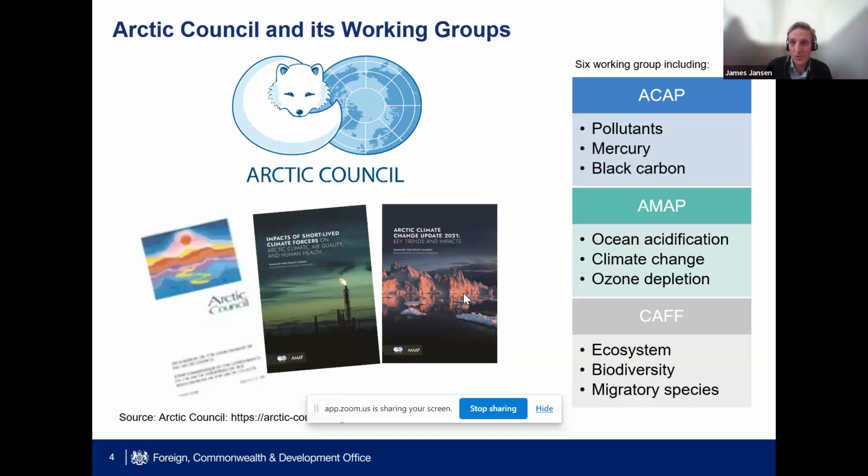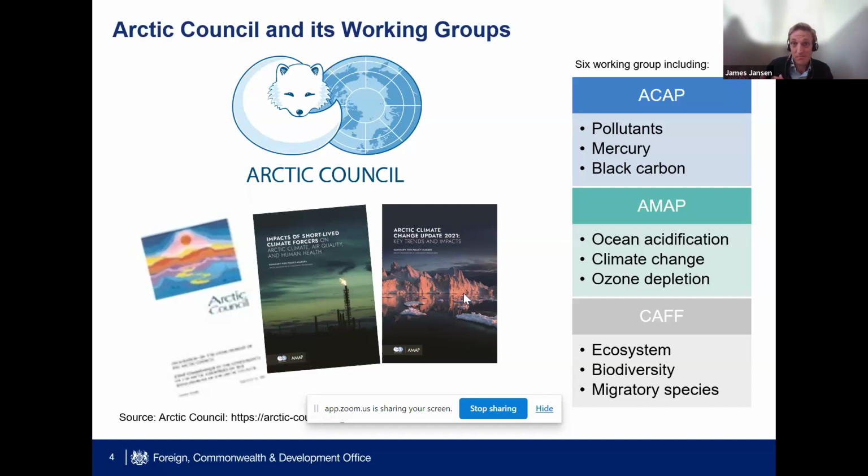The workhorse of the council, if you like, are the 6 working groups. I've just given an indication of those on the right-hand side there. So, for example, you've got the Arctic Contaminants Action Programme, you have the Arctic Monitoring and Assessment Programme, and so on. So there's a really considerable body of work taking place under the auspices of the Arctic Council, focused on the environmental management and sustainable development of the Arctic. And the Arctic states, together with observer states like the UK and others, are very heavily engaged in that and contribute very much to that.